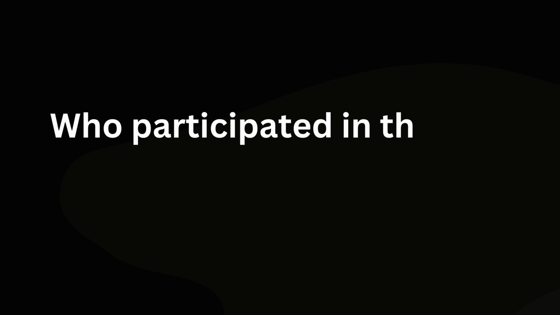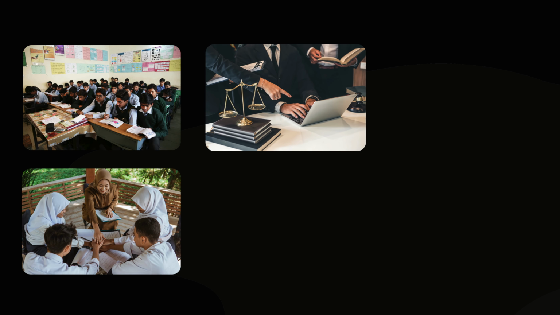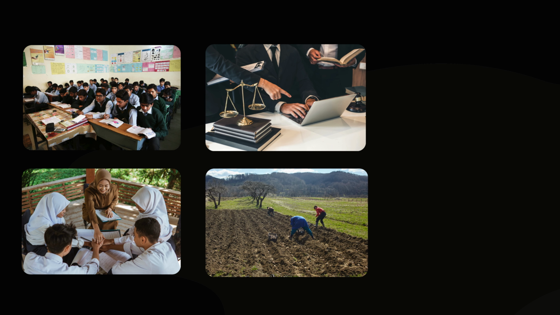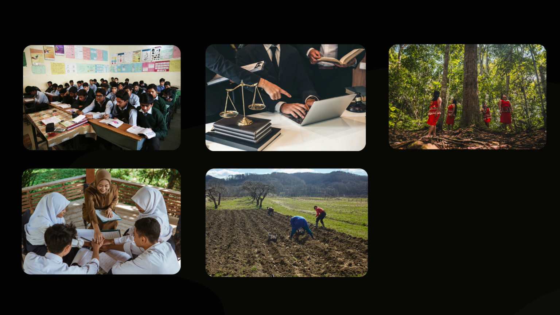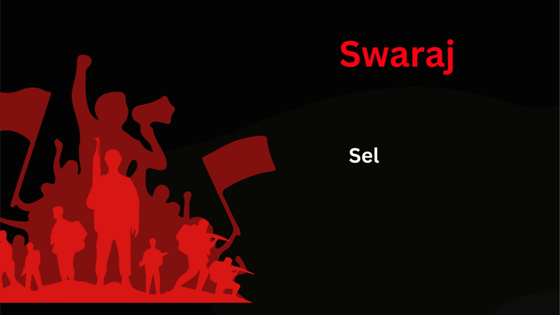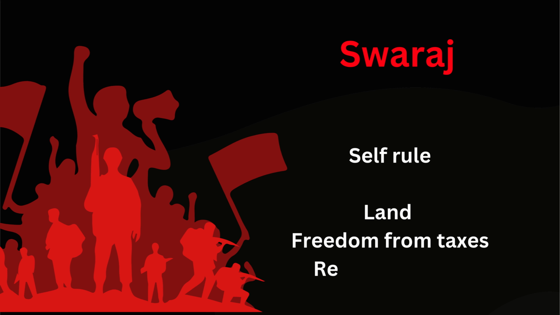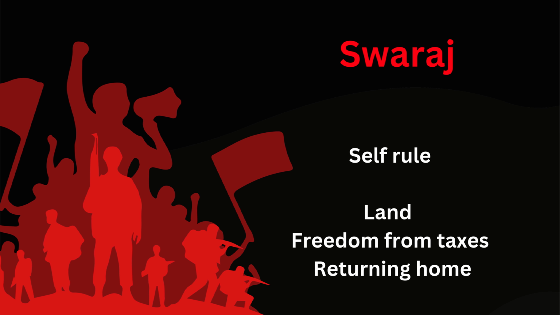Now, various social groups participated in this movement, such as the urban middle class, comprising of students, teachers, lawyers, merchants, and traders. Then there were peasants, tribal communities, and plantation workers. They all interpreted Swaraj differently. For some, it meant self-rule, for others, land, freedom from taxes, or returning home.